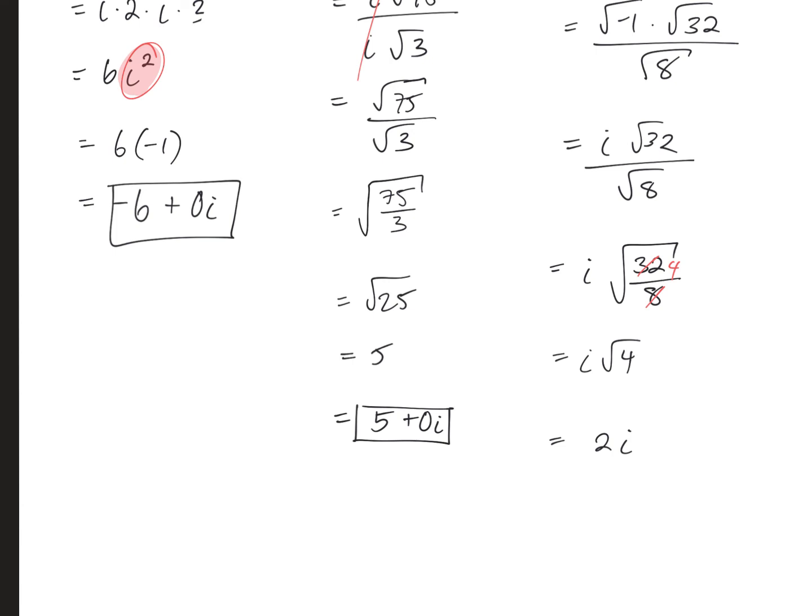And lastly, I need to write this in complex number form. So this time, we have the imaginary part. We don't have a real part. So we'll go ahead and write 0 plus 2i, which is my imaginary part.